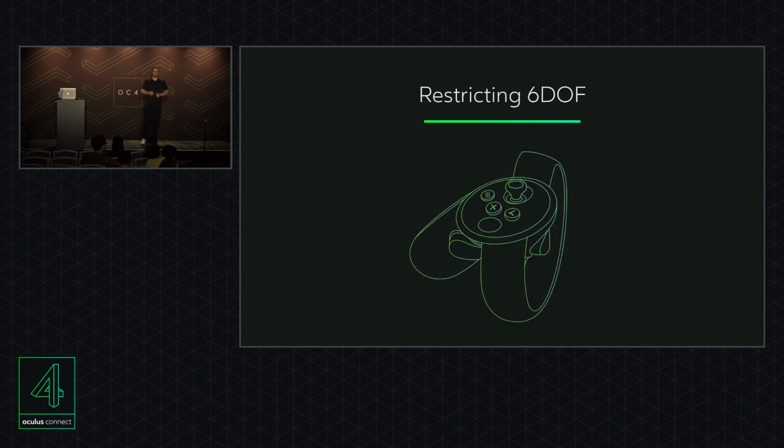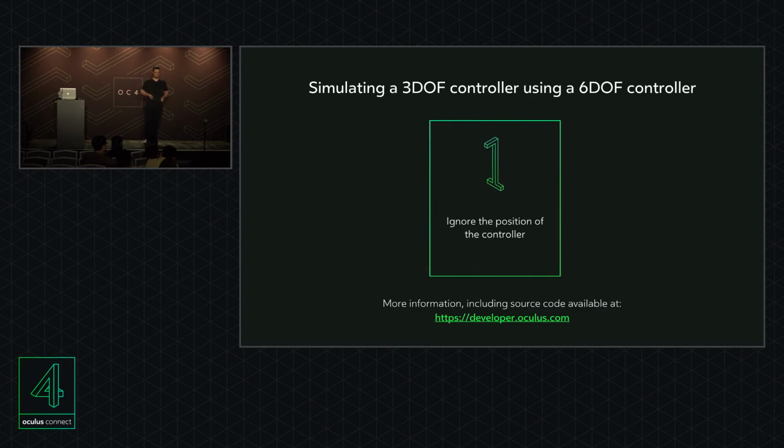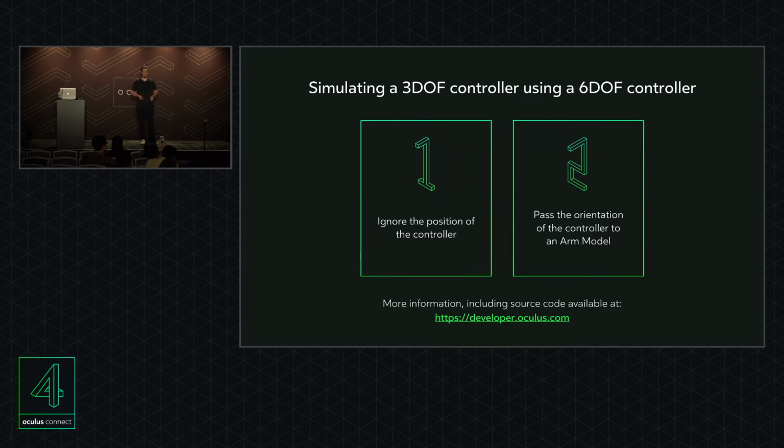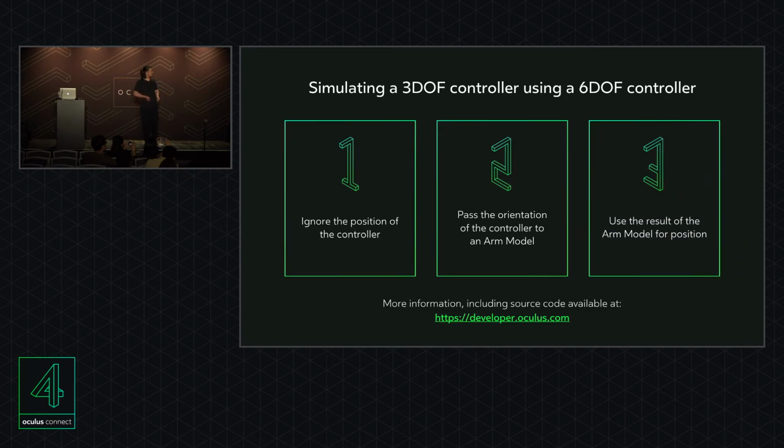So before we do, though, let's take a look at how to restrict 6-degree of freedom controllers to 3 degrees of freedom. This is actually pretty simple. You ignore the position of the controller. You feed the orientation of the controller into an arm model. And the result of that arm model is your new orientation.